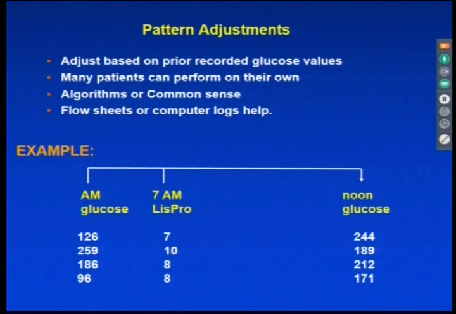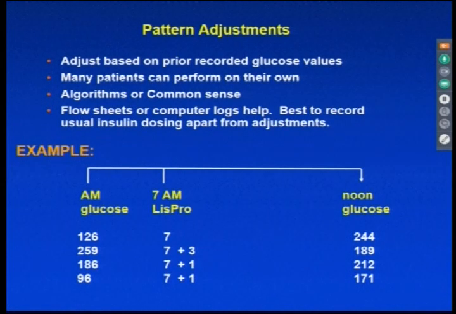And pattern adjustments. Let's take a look at this. If people write their glucose down and they come to you with these numbers, you look at this morning glucose and the noon glucose, and this is what they've taken in the morning, it's hard to make a lot of sense out of that. You look at this and you say, well, these are different doses. How can I see anything? But if you tell them to write it like this, now you can see they've taken 7 units and they've adjusted. So if you consider for a moment that the adjustment is right, then obviously their 7 is not enough.